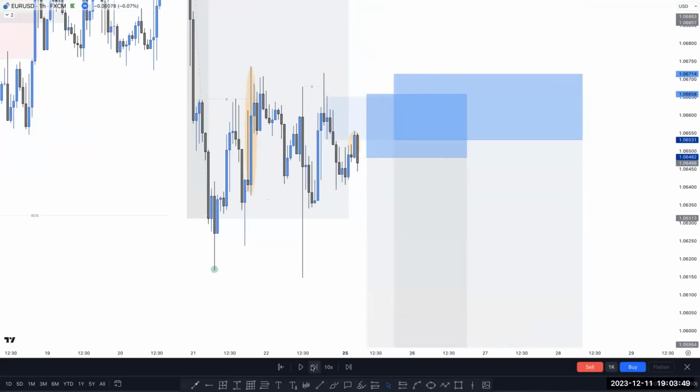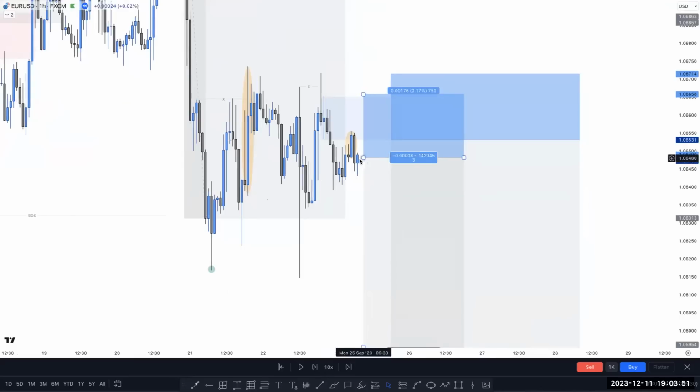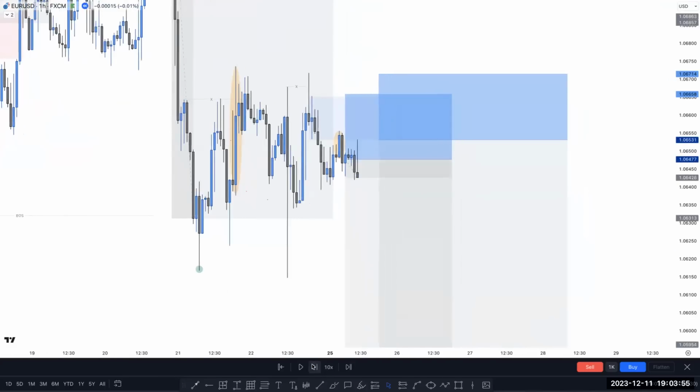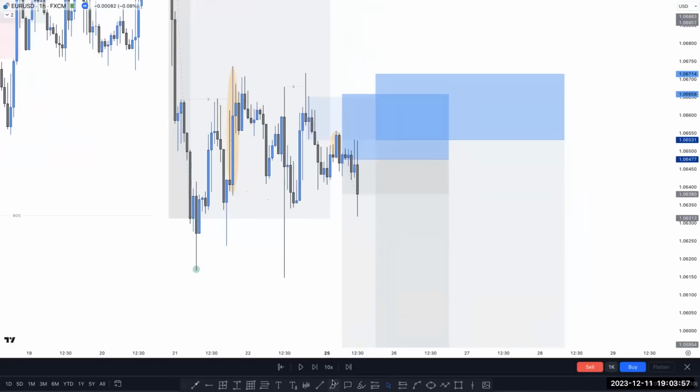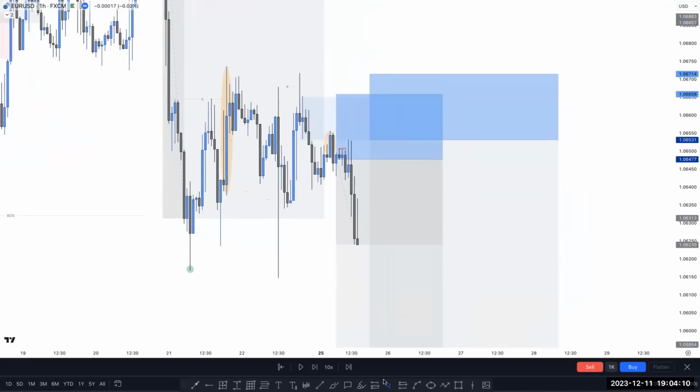Okay, so let's see. This one is a mitigation also. Okay, perfect. And this one also sweeps the liquidity. If price comes back to this area, then we can take another sell until this low is broken. Okay, and this is called a single candle order block. This point, let me mark.